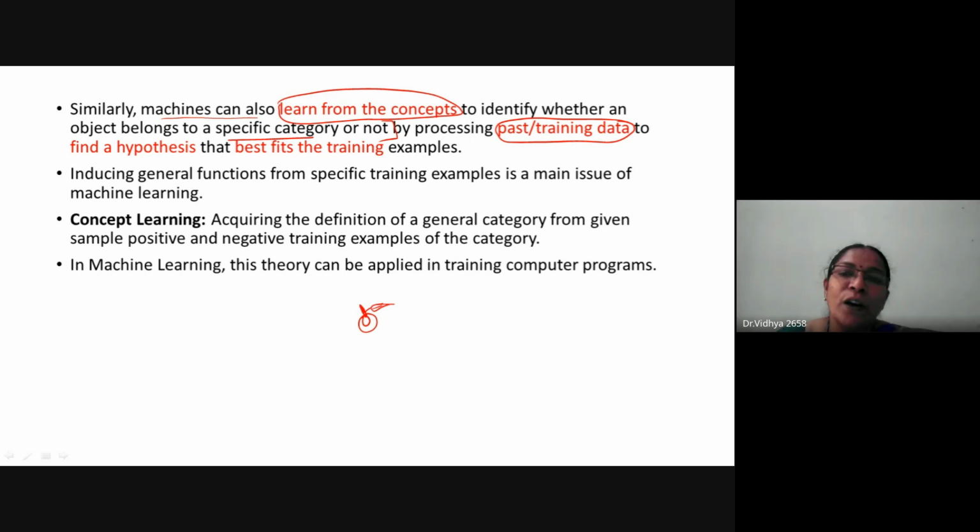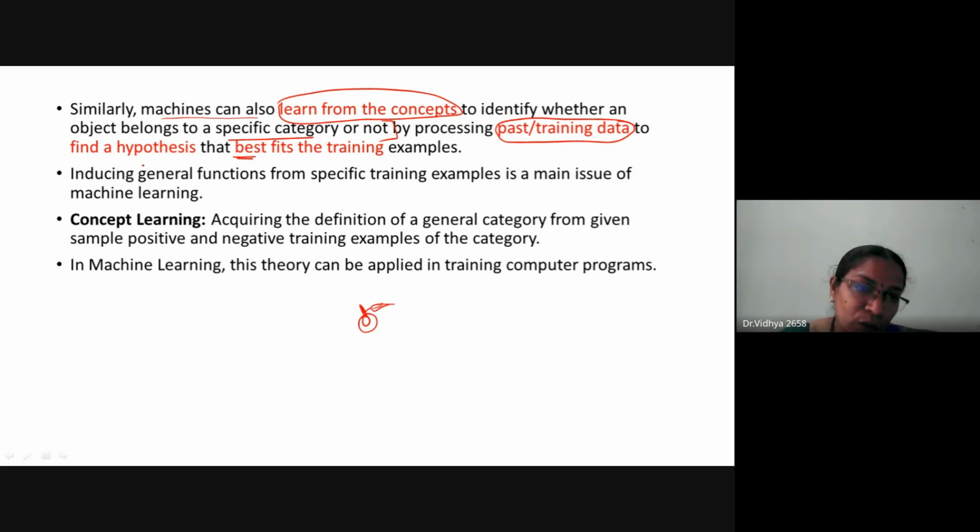In order to find the potential hypothesis, the machine should be trained properly, and the answers delivered by the machine should exactly fit the problem statement. Here we are using a terminology called best fit. This is the way a machine gets trained, and previously we saw an example of how human beings are trained for identifying objects. Inferring general functions from specific training examples is a main issue of machine learning.